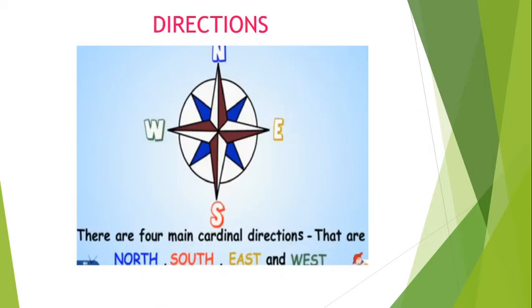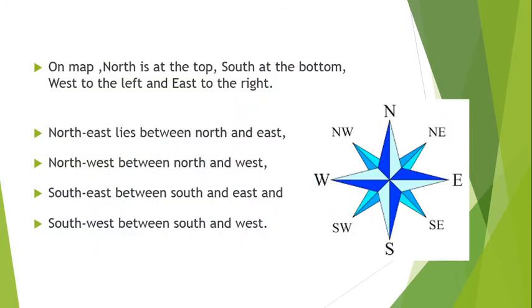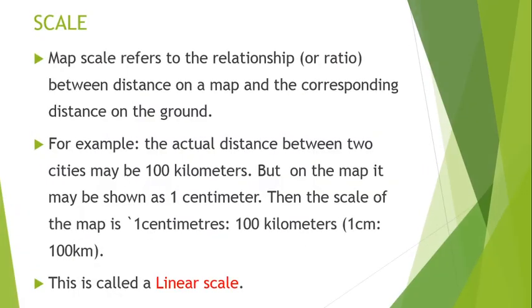The first one is directions. There are four main cardinal directions that are north, east, west and south. On a map, north is at the top, south at the bottom, west to the left and east to the right. Northeast lies between north and east, northwest between north and west, southeast between south and east, and the last one, southwest between south and west.